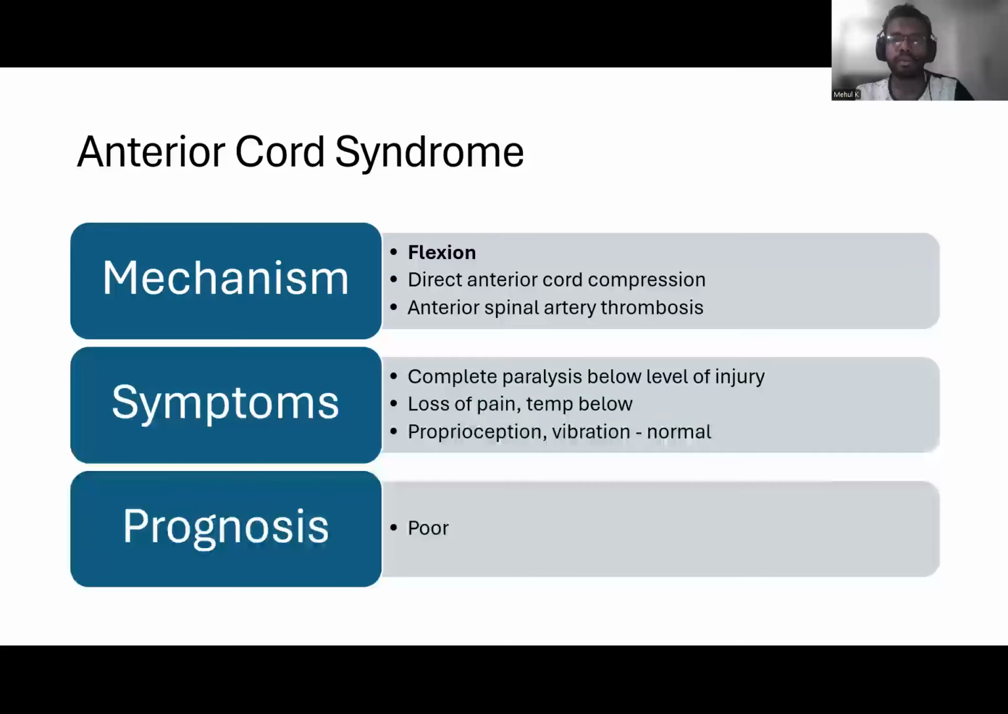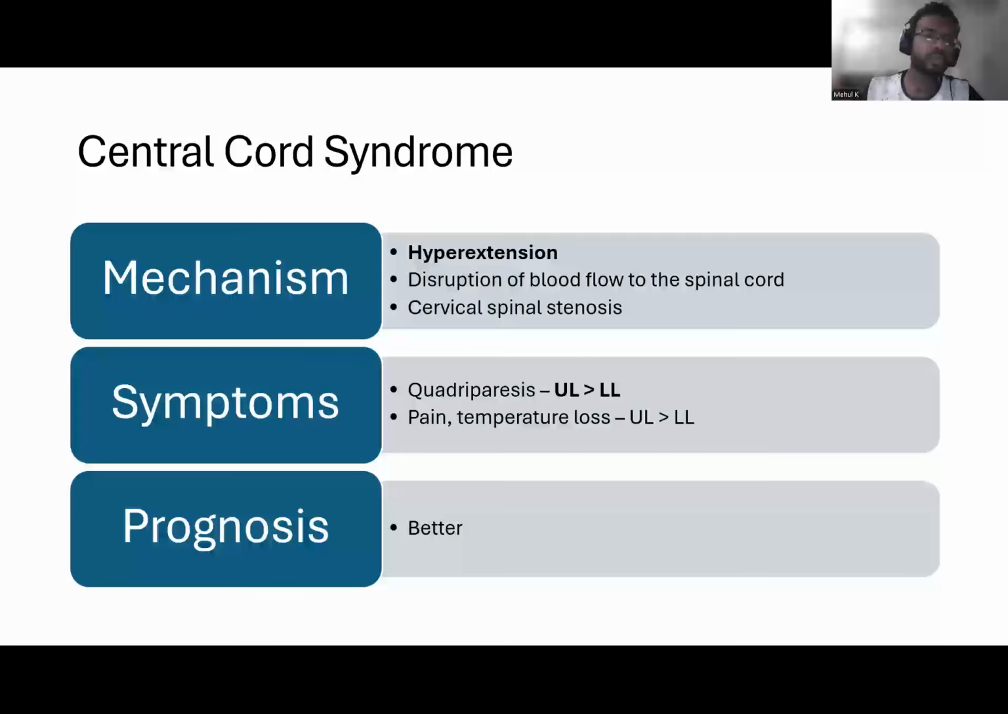And if you remember what is present in the anterior part of the cord, you'll know that most of your motor fibers are there, as well as your spinothalamic tract. So all of those will be affected, and there'll be gross weakness below that particular level. Your posterior columns, in comparison, will be normal. So your vibration and proprioception will be normal, because that is located more posteriorly.